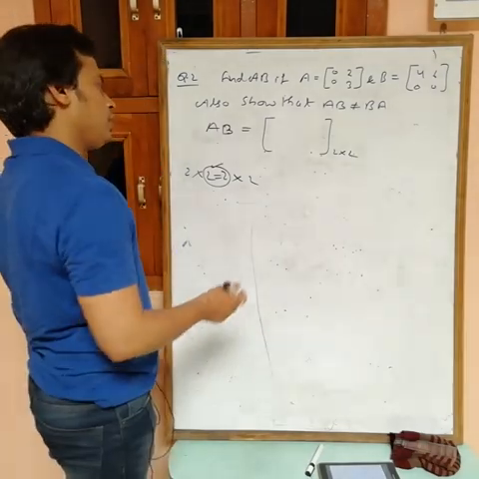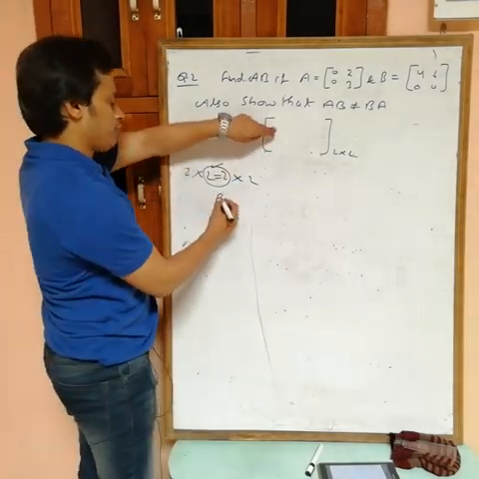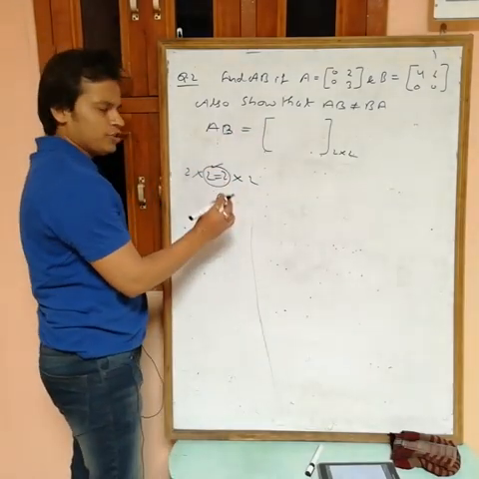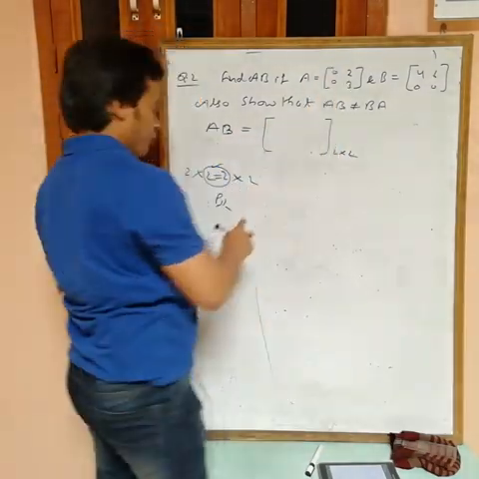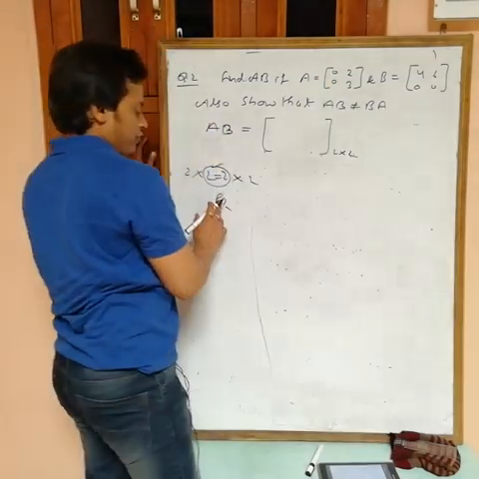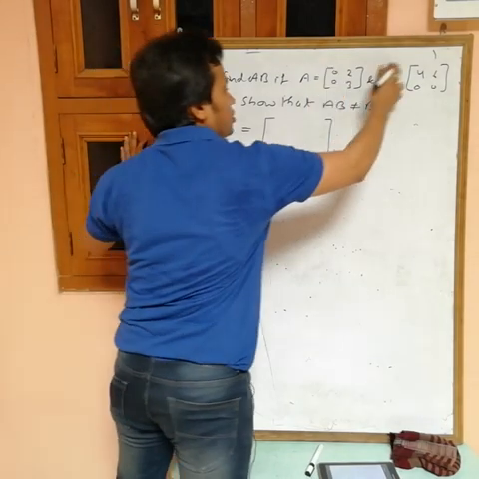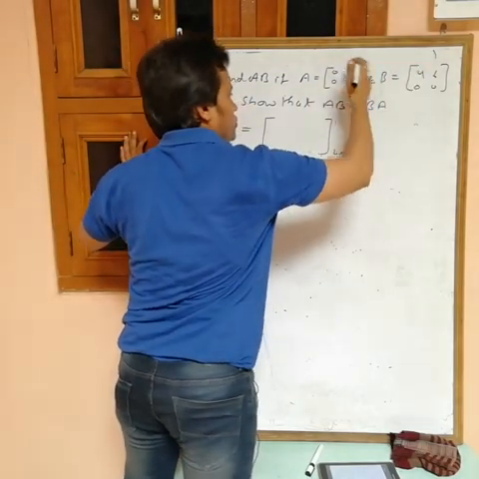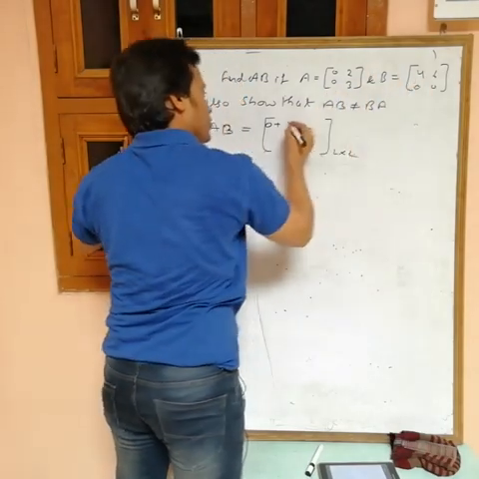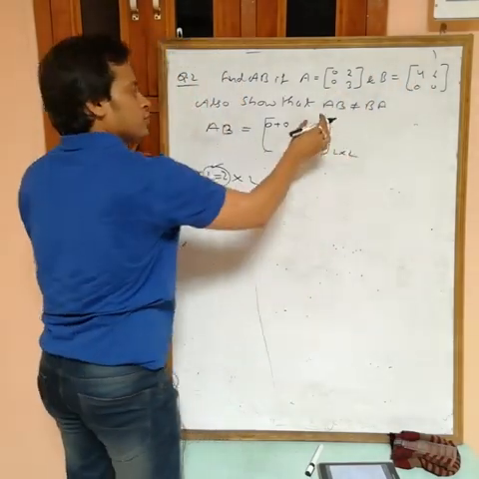Okay. Now find AB. First element P11 of the product matrix. How to get P11? Multiply the first row with the first column. Row from the first matrix and column from the second matrix. So for P11, first row with first column. Multiply. 0, 0. Very good.